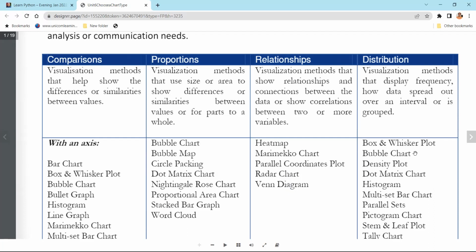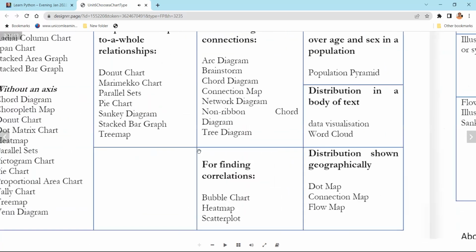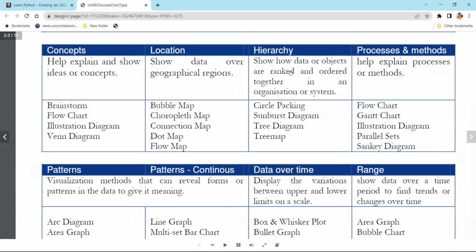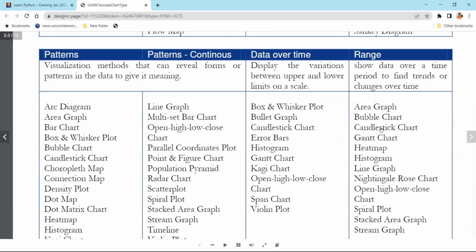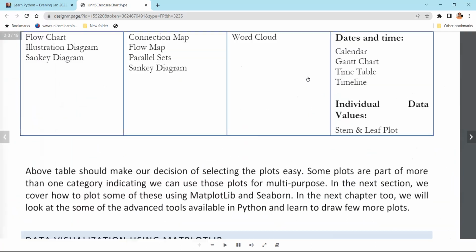Then for distribution, spread, these are some of the graphs that we do for distribution. Then you have graphs for, these are the same things from last page, concepts, location. When you say visualization, it does not always mean your plot. It can be anything pictorial that helps to understand the data. We will talk about pattern, data over time, range. So these are some of the graphs that we generally use.